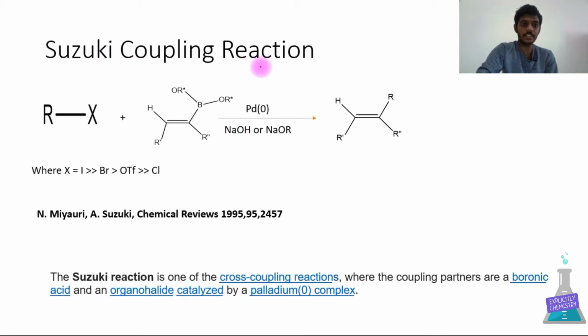Suzuki coupling reaction. Here an alkyl halide is reacting with a boronic acid, which is catalyzed by a palladium 0 complex, forming this product. Here the X may be a good leaving group, it may be iodine, bromine, OTf or chlorine. You see, this is one of the cross coupling reactions where the coupling partners are a boronic acid complex, catalyzed by a palladium 0 complex, reacting with an organohalide.